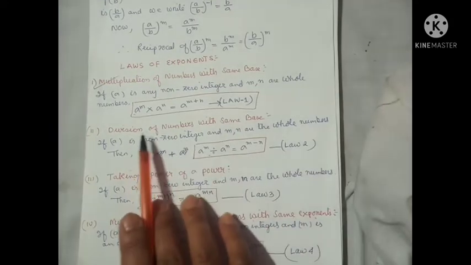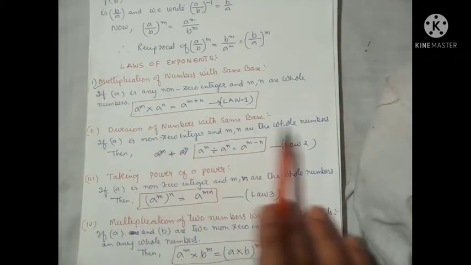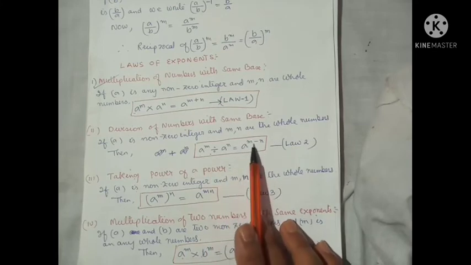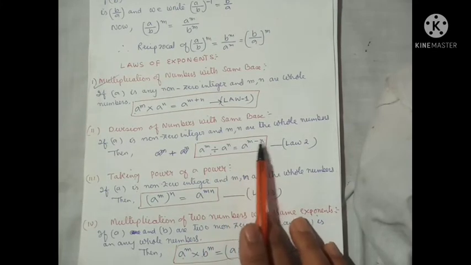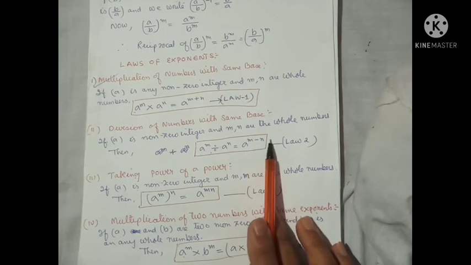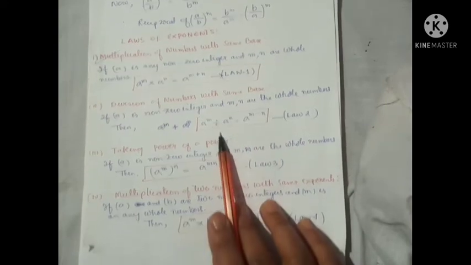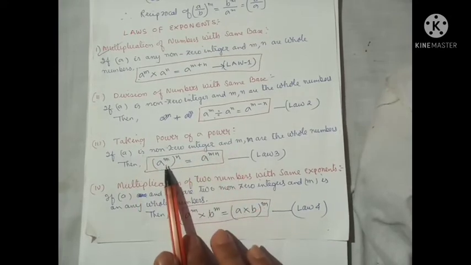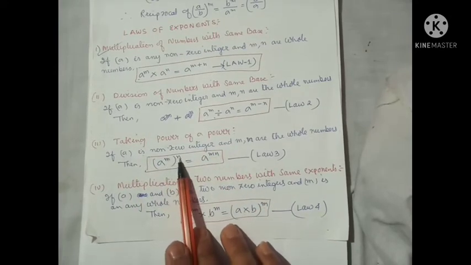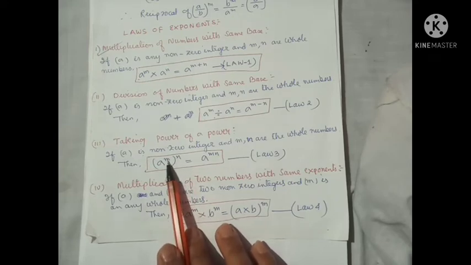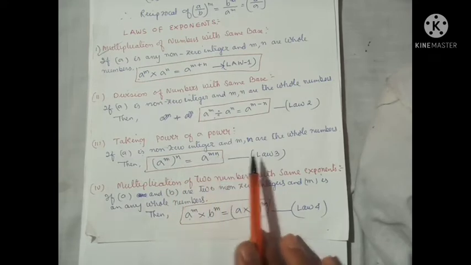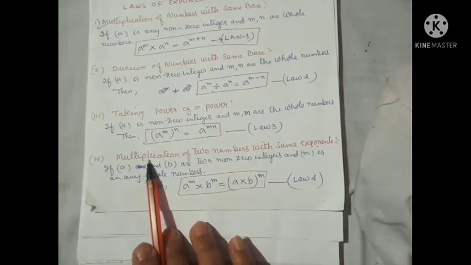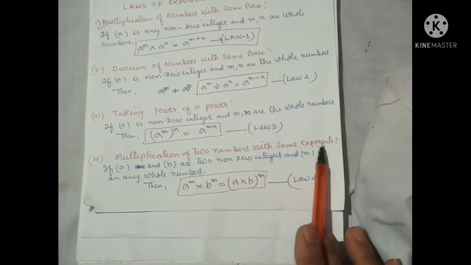And the second one is division of numbers with the same base. The same thing, a to the power m divided by a to the power n. Then the powers of the same base will be subtracted. That is law number 2. And the next one is taking power of a power, that is a to the power m, bracket, to the power n. Then the two powers should be multiplied. That is rule number 3, taking power of a power. And rule number 4, multiplication of two numbers with the same exponent.